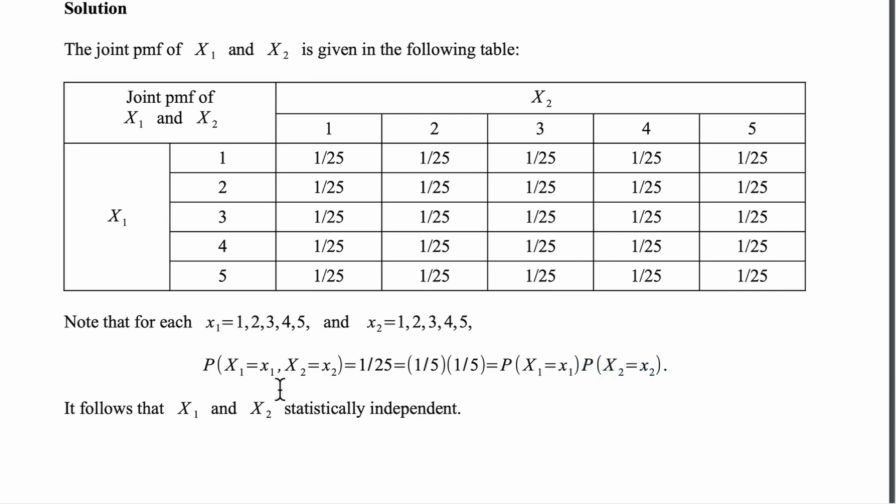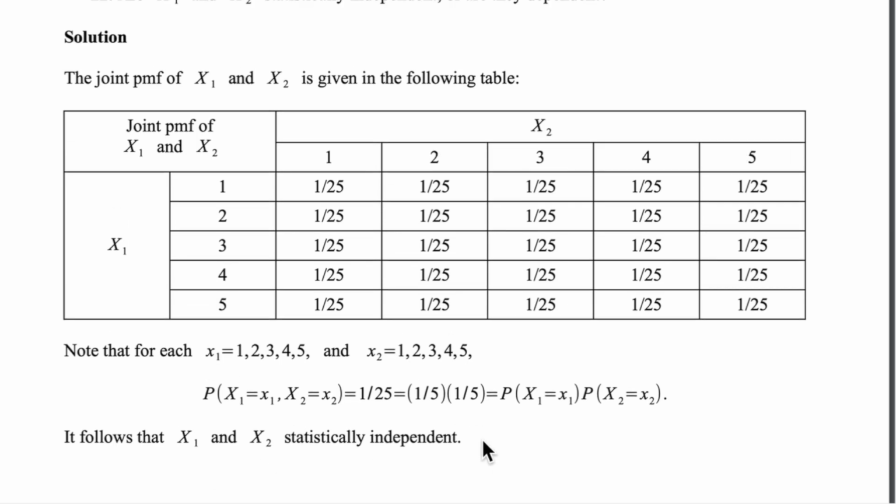Now, the definition of statistical independence is that in order for two random variables to be stochastically independent or statistically independent, for every value of x1 and x2 in the sample space, this joint probability has got to be equal to the product of these marginal probabilities. And you can see here that that is in fact the case. And so it follows then, by the definition of statistical independence, that in this situation, x1 and x2 are statistically independent. They're independent of each other. Okay, so that answers that question.